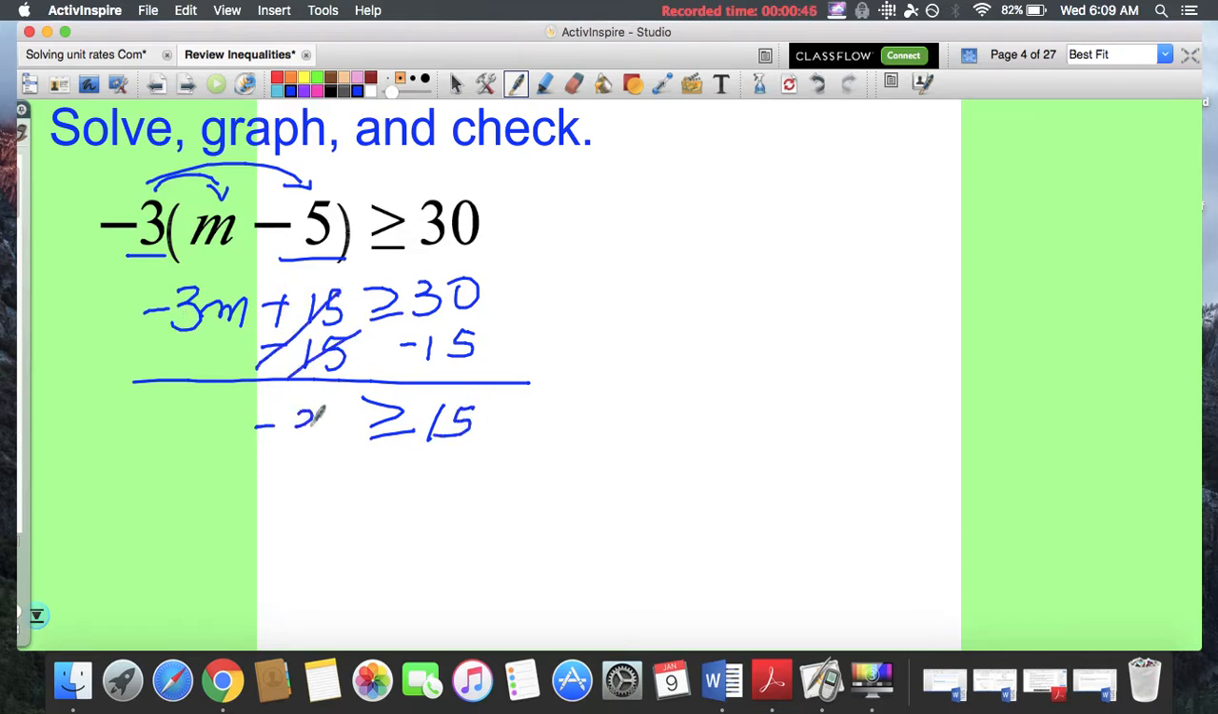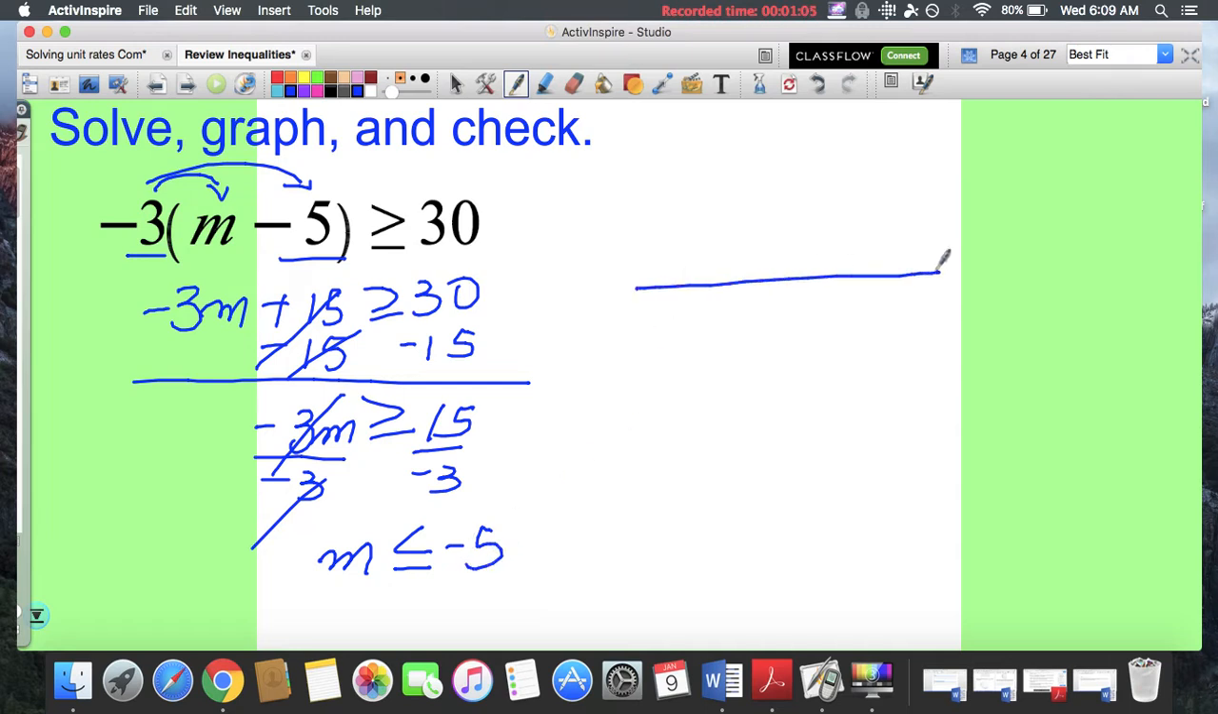Negative 3m comes down. We now divide by negative 3 and divide by negative 3. Negative 3 divided by negative 3 is 1. 1 times m is just m. And I have to flip the sign because I'm dividing by a negative number. So 15 divided by negative 3 is negative 5.